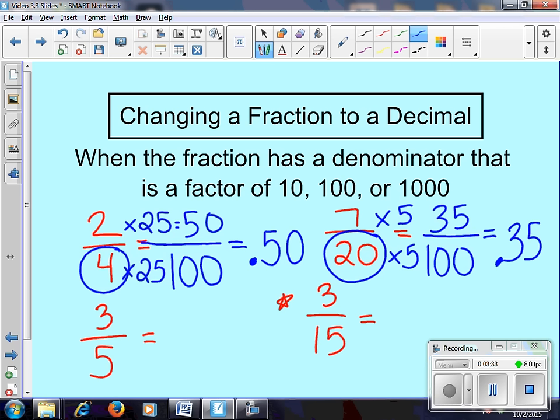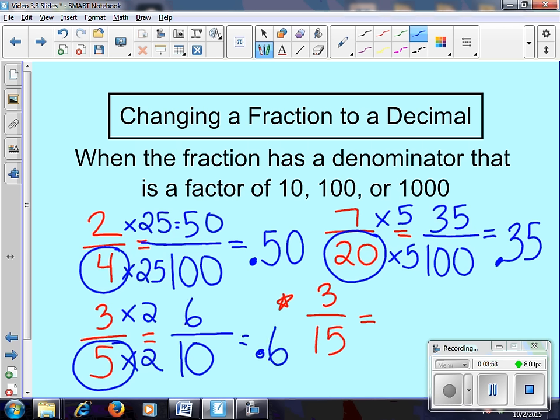All right, let's look at 3/5. Well, 5 is my denominator. I know 5 is a factor of 10, so I can change 3/5 into tenths. They will be equivalent. They will have the same value. 5 times 2 is 10, and 3 times 2 is 6. And 6 tenths can very easily be written as 0.6 or 6 tenths.